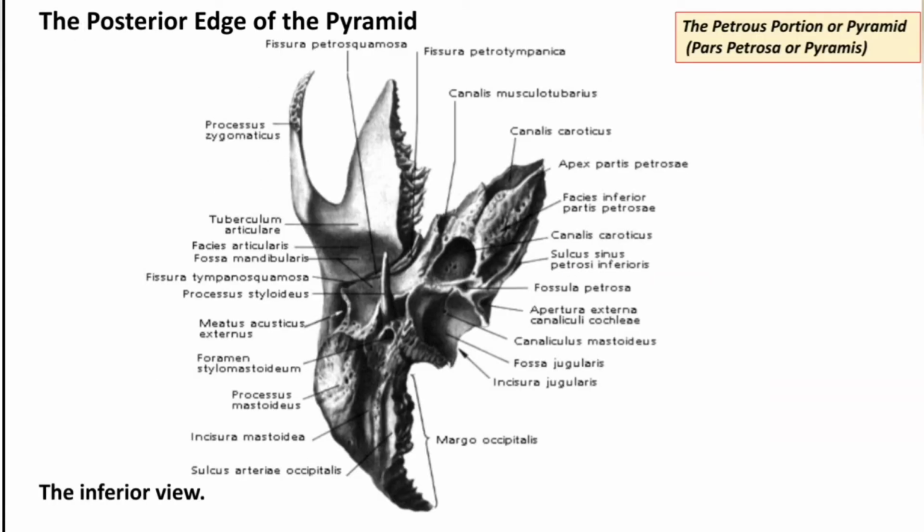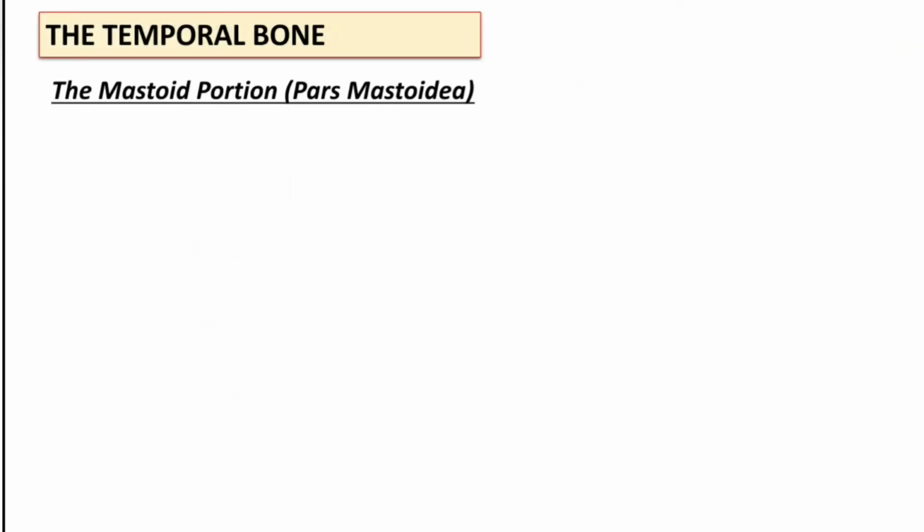And then the last edge, the posterior edge. You can see this is the inferior view again, and you find this sulcus here, called sulcus sinus petrosi inferioris. Then the next part is the mastoid portion of the petromastoid part of the temporal bone.